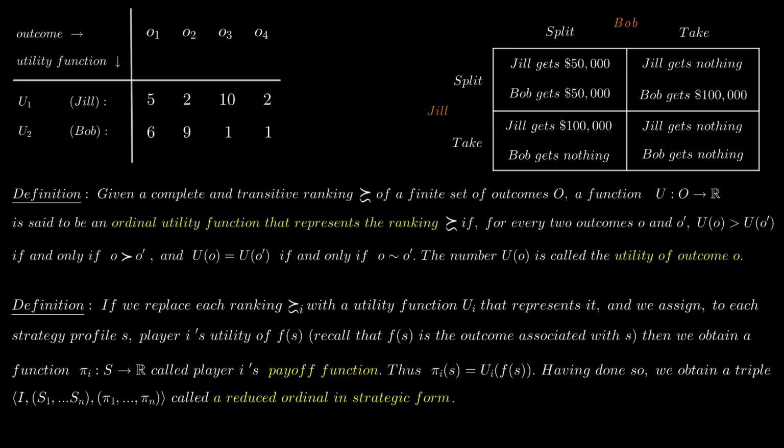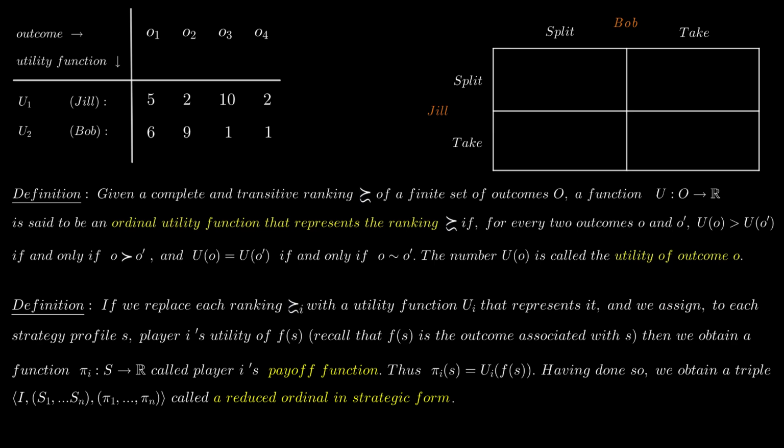Let's go back to the table of our initial game. Instead of writing outcomes in each cell, we now write each player's payoff. On the left side of each cell, we write player 1's payoff, and on the right side, we write player 2's payoff. This table is called a strategic form of a game, by the way.